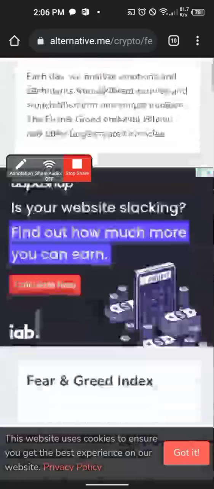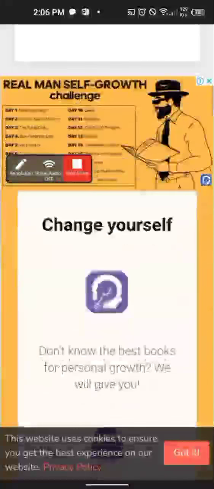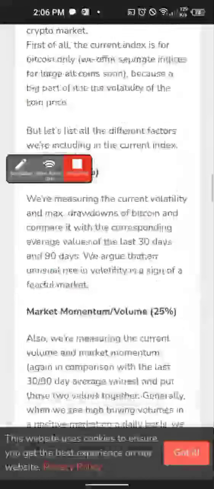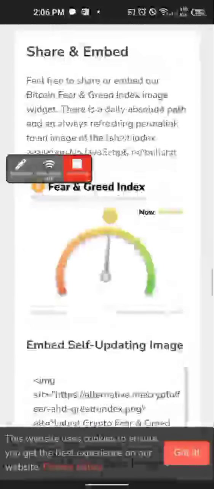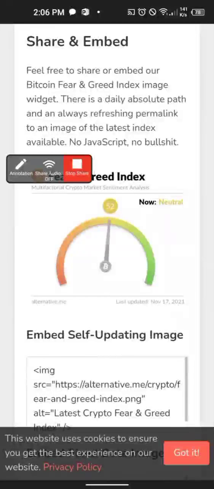So this is the site, Greed and Fear Index. Now, how does this index work? It tells you the psychological nature of the market. Because one thing you need to know is, it is human beings that are trading in this market. It is psychology that affects our buying and selling.